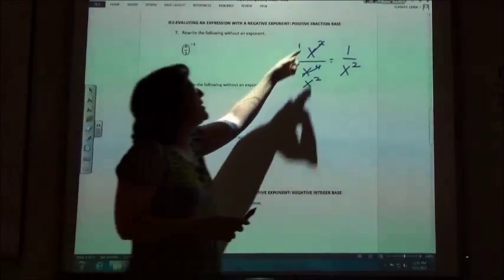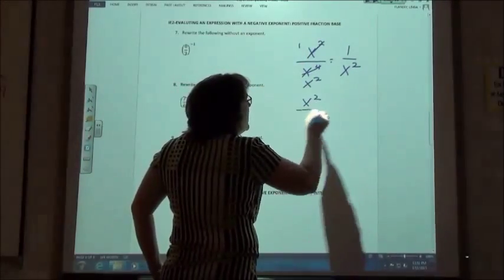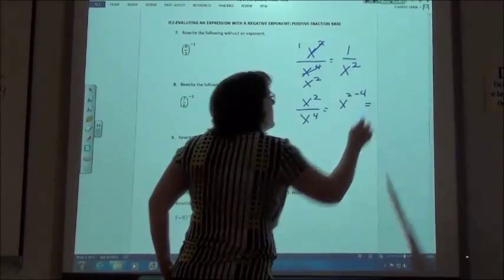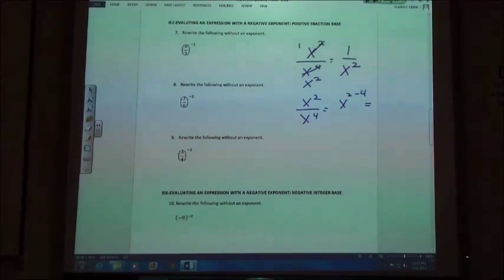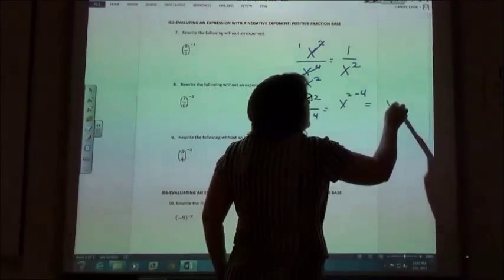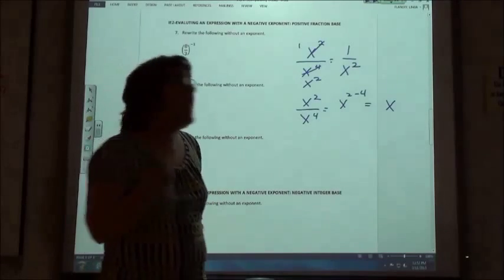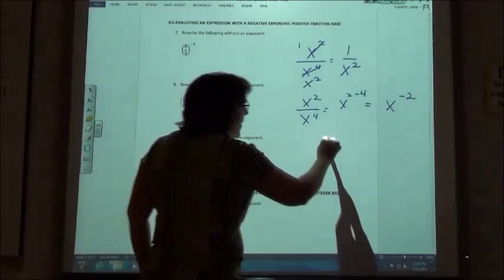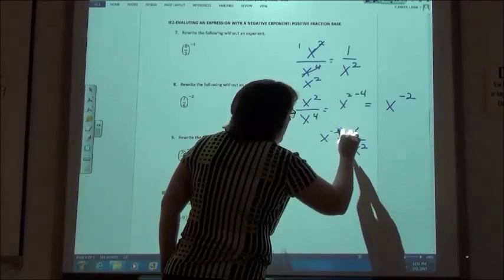Now, our rule says we subtract our exponents. So if we follow our rule, x squared divided by x to the fourth would be x to the 2 minus 4. If you do 2 minus 4, what do you get? Negative 2. So, by definition, x to the negative 2 is equal to 1 over x squared.